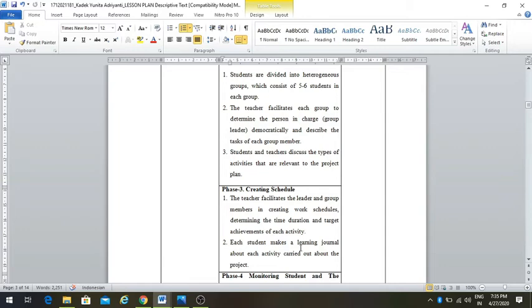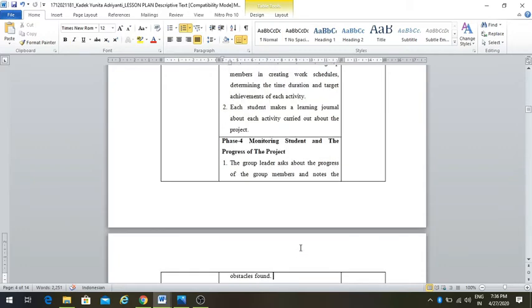The first and second meetings focus on writing the descriptive text. At the second meeting, students can also start making the wall magazine layout and designing their wall magazine. Thus, the third meeting only focuses on the presentation, and the students note the information they get in the learning journal. They also note the progress of their project, what they do at each meeting, and the obstacles or problems they found.